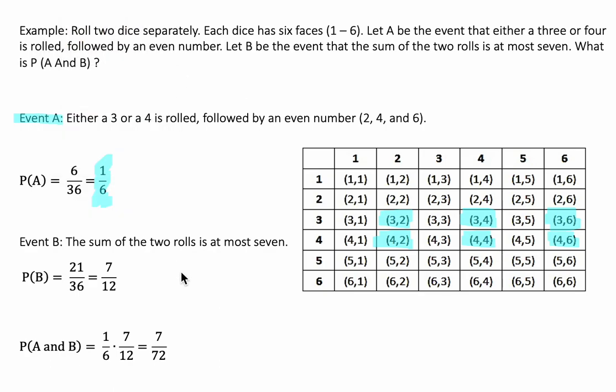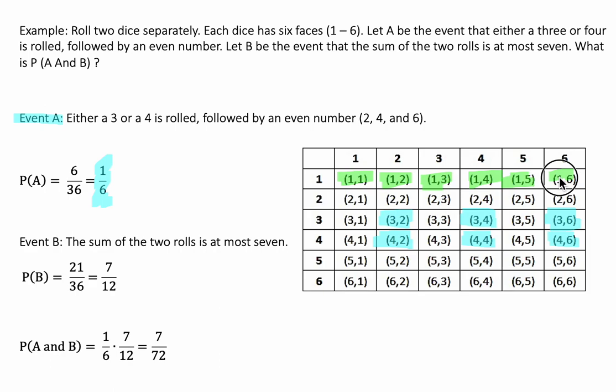Now let's look at the probability of event B. Event B is when you add the 2 rolls that it's going to be at most 7. So that means 7, 6, 5, 4, 3, 2. We don't have the possibility of 1 because the lowest sum we're going to get is 2. So that would be all of these possibilities.